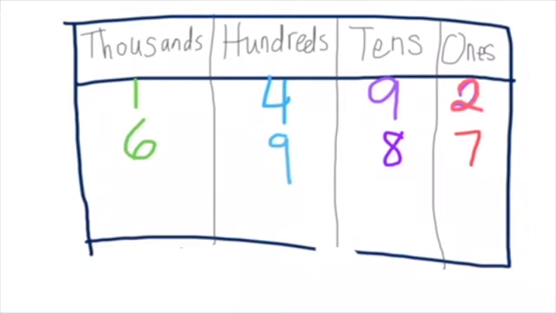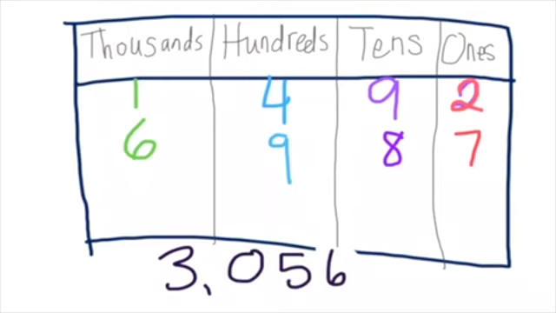And our last number that we are going to do is the number 3,056. So I'm going to ask myself what's in my ones place? A 6. Good job. What's in our tens place? The 5. And what is in our hundreds place? Right here, there's nothing, so 0. And then what's in our thousands place? The 3.